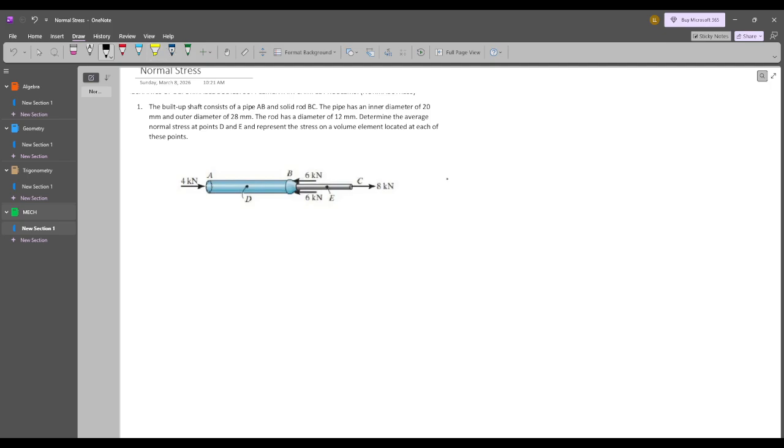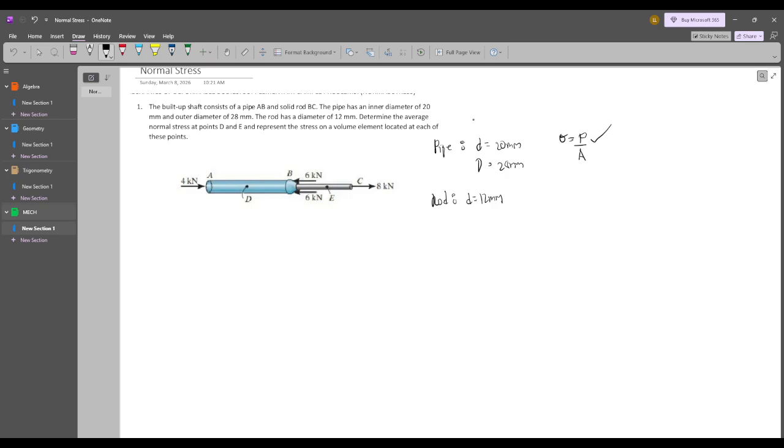Let's begin. First, what are the givens? For the pipe, we are given an inner diameter of 20 millimeters and an outside diameter of 28 millimeters. With the rod, we are given a diameter of 12 millimeters. Now, how do we solve for the stress? Our formula for the stress is just force over A, where A is area. Now, we do have the forces, which are the kilonewtons in the figure given, but we don't have the area.